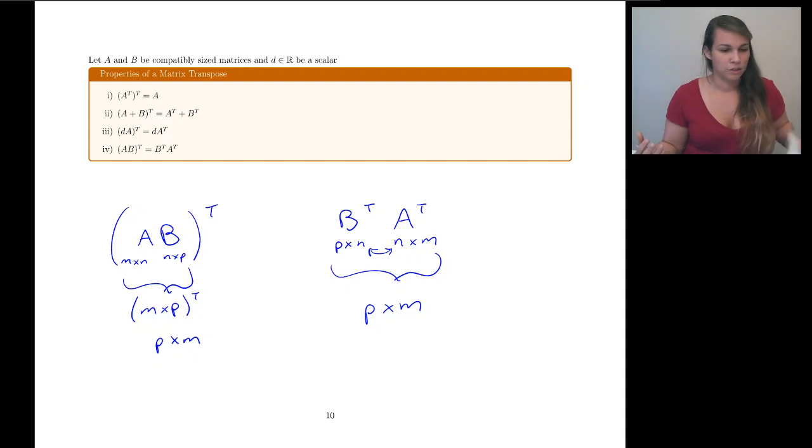Okay. So that, I think, wraps up matrix operations. We talked about adding them, which was easy. We talked about multiplying them, which was less easy. And we talked about transposes, which was kind of weird, but I don't think it's as bad as multiplying. Multiplying requires a lot of good bookkeeping.